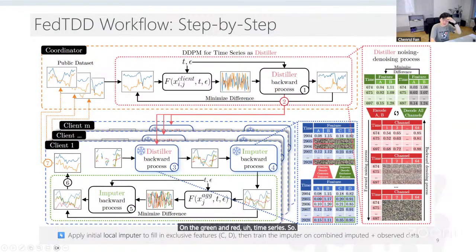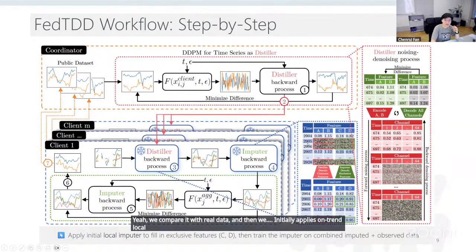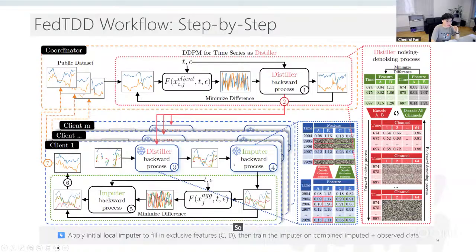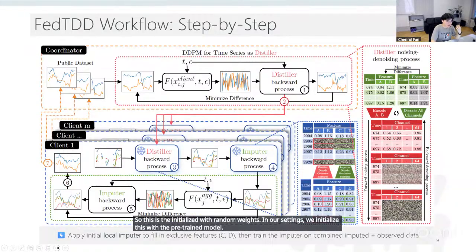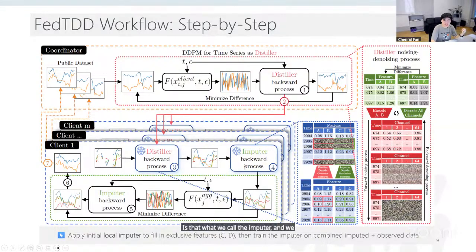So yeah, once these values are imputed, we combine them with the real data, and then we initially apply the untrained local imputer to get a first pass estimation. So this is initialized with random weights. In our settings, we initialize this with the pre-trained model. Then we got the imputer, and we do the first pass to get the complete synthetic time series. And we combine it with the real data. And then we got this, and we use this to train the model.